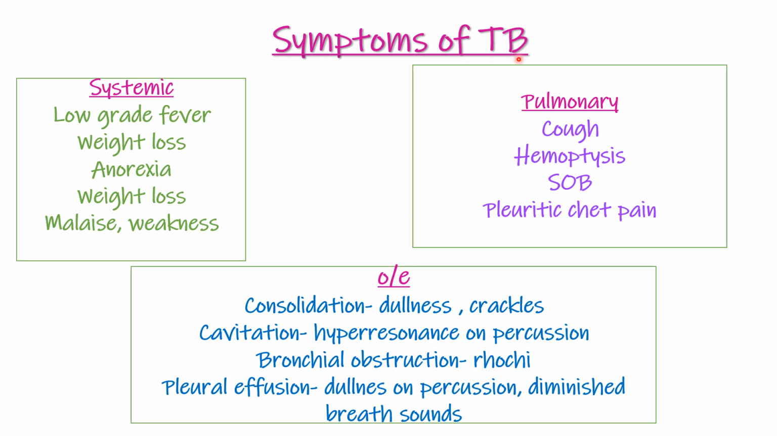So, the signs and symptoms. Systemically, the patient will complain of low-grade fever, weight loss, anorexia, malaise, and weakness. In pulmonary disease, they'll present with cough, hemoptysis, shortness of breath, and pleuritic chest pain. On examination, TB normally presents with a picture almost the same as pneumonia in terms of consolidation, so on percussion there will be dullness, and you will have crackles on auscultation. In cases where there's cavitation, it could be hyperresonant on percussion. Where you have bronchial obstruction from lymphadenopathy, which is part of TB, you could have wheezing. With pleural effusion caused by TB, you could have dullness on percussion and diminished breath sounds.